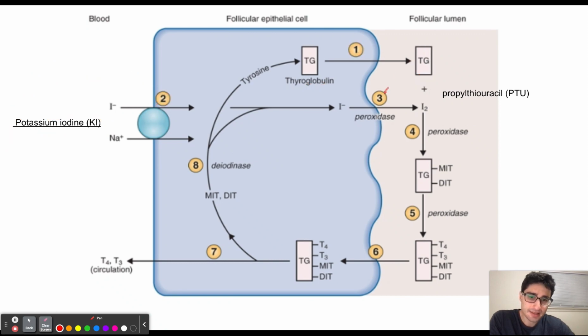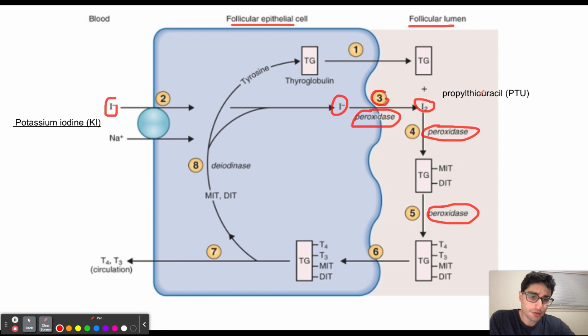Now let's discuss step number three. Now that we have this iodide in the follicular epithelial cell, we're now going to oxidize it to become iodine, and we're going to throw it into the follicular lumen. Now this step is going to be catalyzed by tyrosine peroxidase, which is the enzyme that is going to catalyze the next couple reactions that we're going to be discussing.